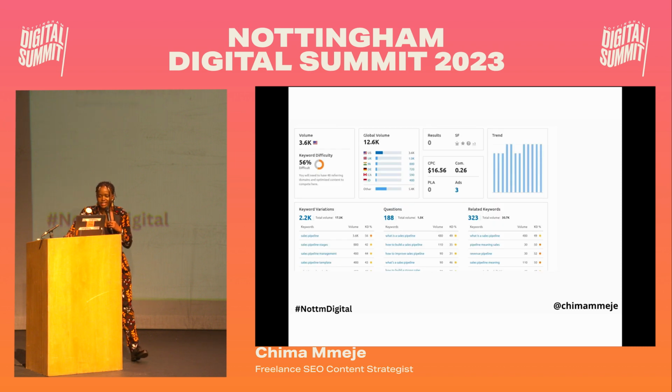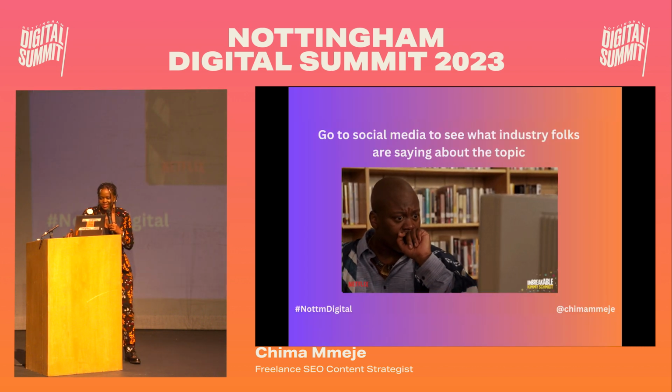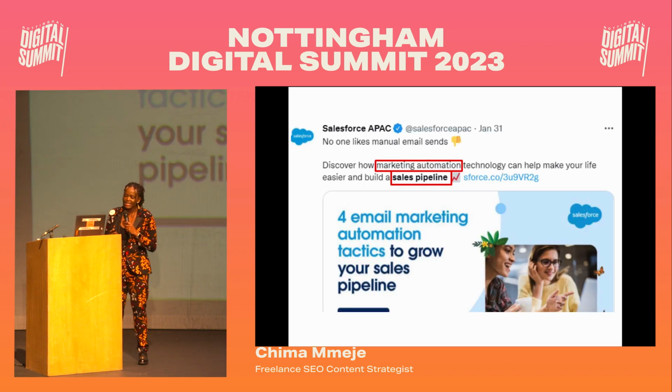All right, next one, I also use BuzzSumo to find what is trending right now, what is really performing well, what is getting the most shares around this specific topic. Then I want to go on social media to see what industry folks are saying about the topic. When I go on social media, I'm looking for recurrent themes, I'm looking for divisive conversations, and I'm looking for popular hashtags. This is an example, again, with the same keyword of sales pipeline.